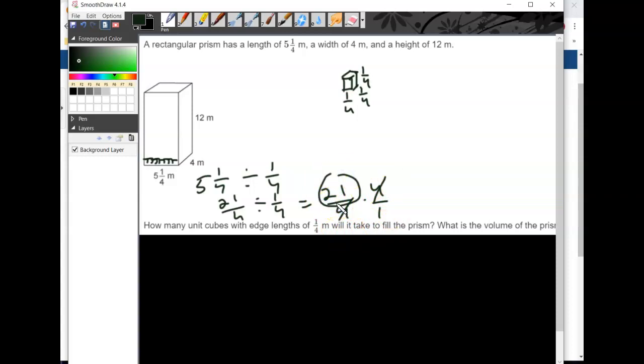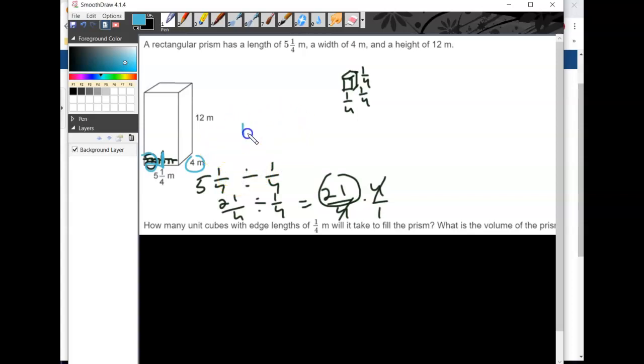And so basically the answer was the numerator when we turned that into an improper fraction. So I know I could fit 21 cubes of this size along this side of the rectangular prism. And then over here, 4 meters. Well, how many quarter?